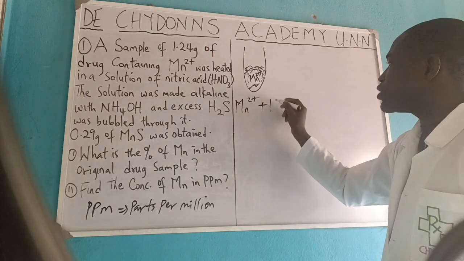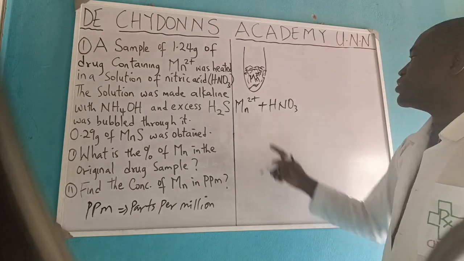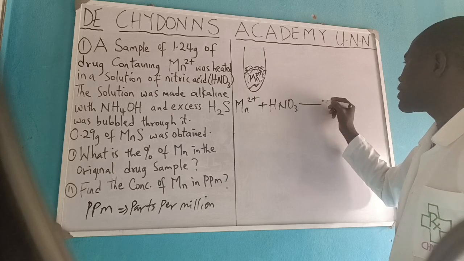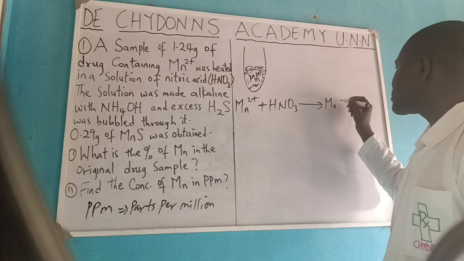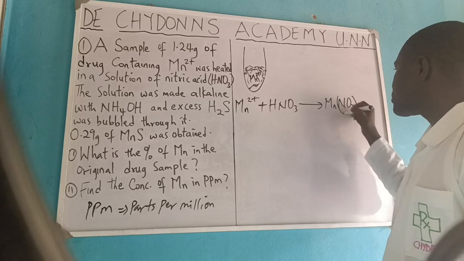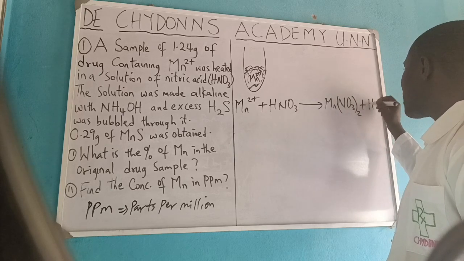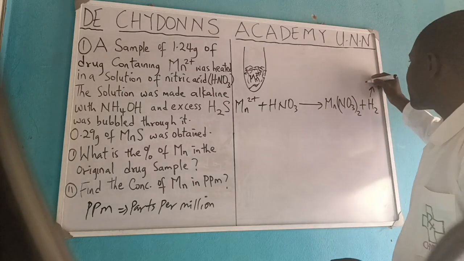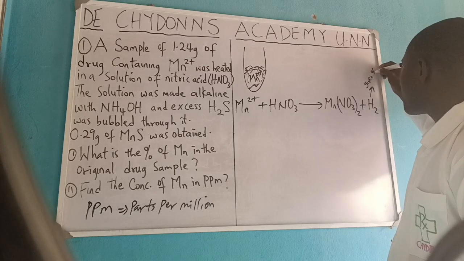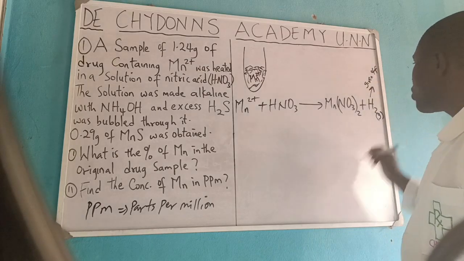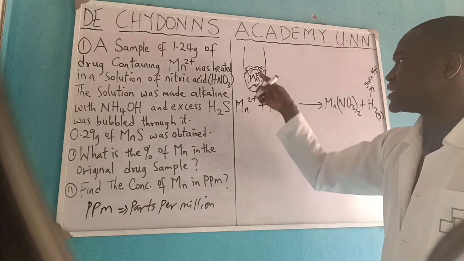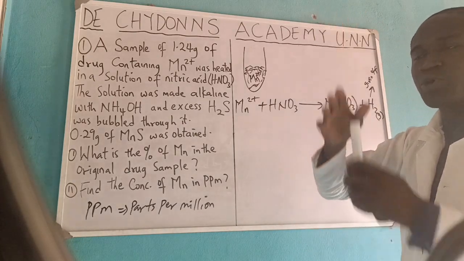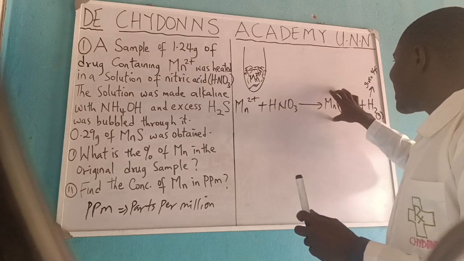So we now say plus what? Nitric acid. When this reacts with this, look at what it will give you. This will be giving you what? Manganese nitrate plus hydrogen gas. This hydrogen gas will evolve out, will be given off, because it is a gas. So once you just pour nitric acid into this for manganese to react with it, you just notice a gas evolving into the atmosphere. Phew! Are you getting it? That is it.